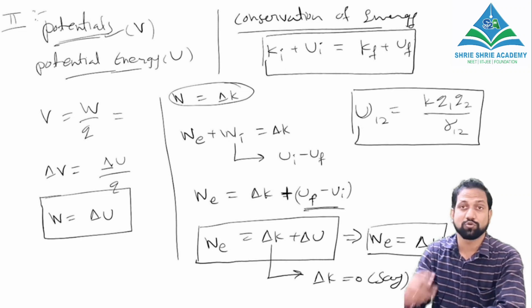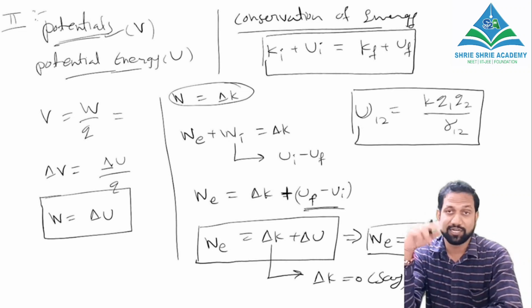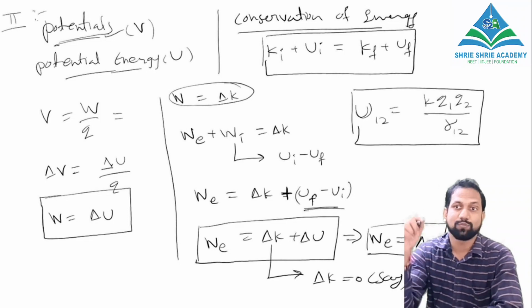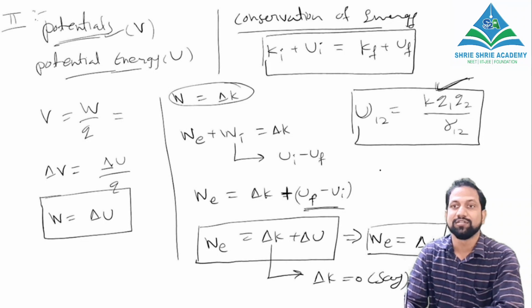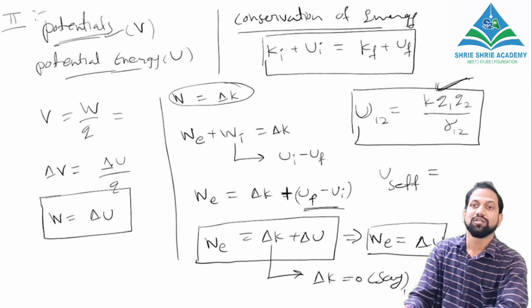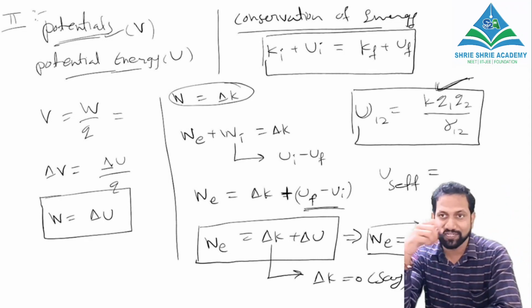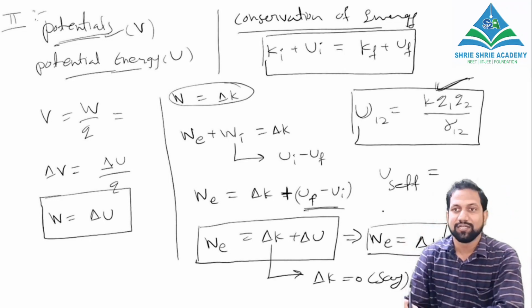Of course, there are two types of potential energies in electrostatics. One is interaction potential energy, whatever I have written here. Another is self energy. Self energy is due to its own charge only; it will have some energy, and that is called self energy. It will be very simple.